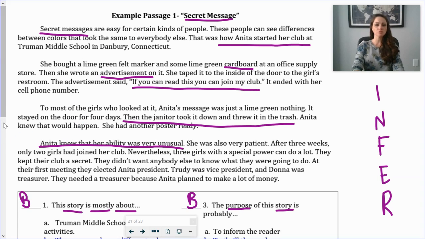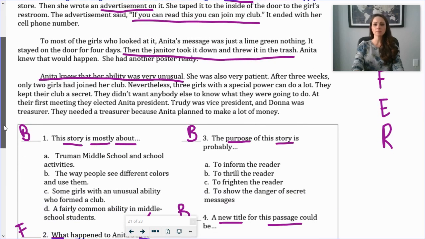She was also very patient. After 3 weeks, only 2 girls had joined her club. Here is an answer. Nevertheless, 3 girls with a special power can do a lot. They kept their club a secret. Again, we have secret and club. They didn't want anybody else to know what they were doing. At their first meeting, they elected Anita president, Trudy was vice president, and Donna was treasurer. They needed a treasurer because Anita planned to make a lot of money.